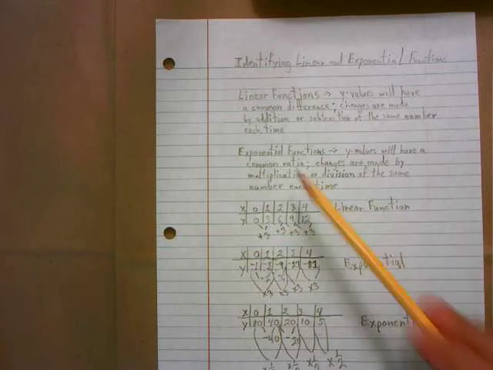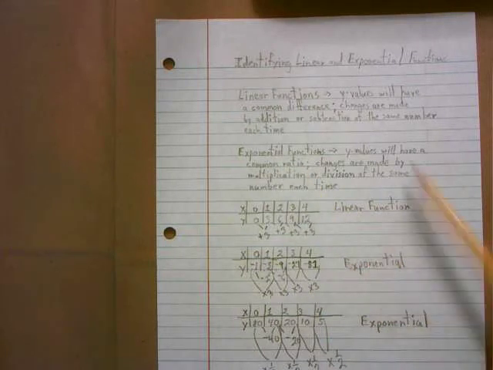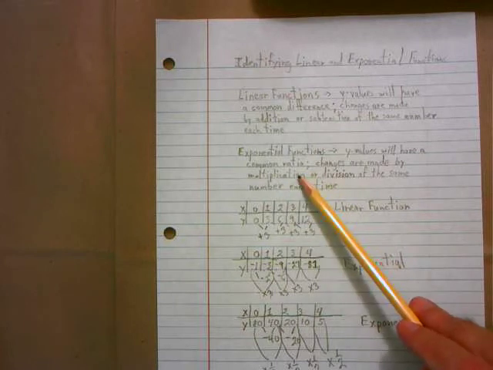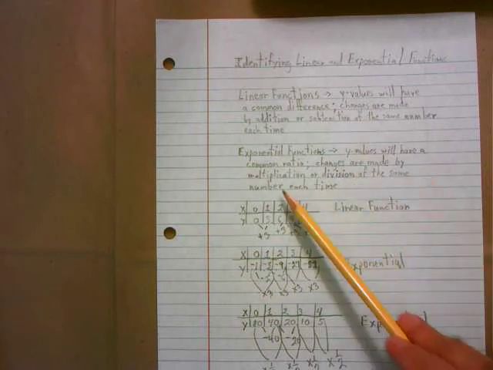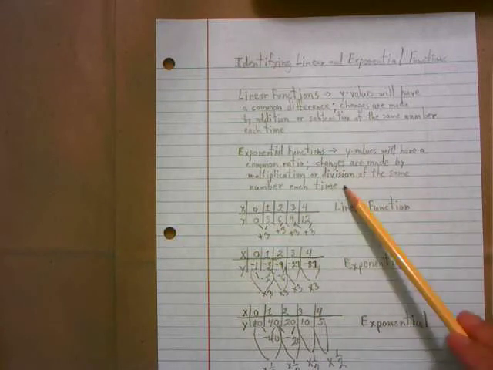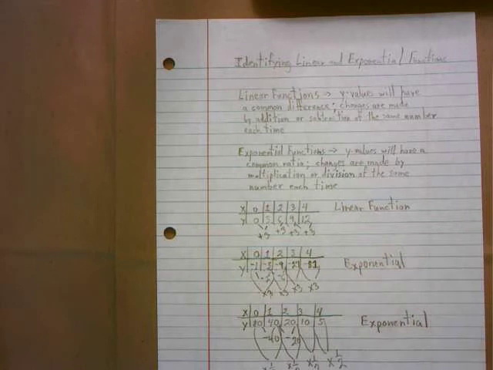For exponential functions, the y values will have a common ratio, not difference, ratio, which means the changes made to the y value will be by multiplication or division, again, of the same number each time.